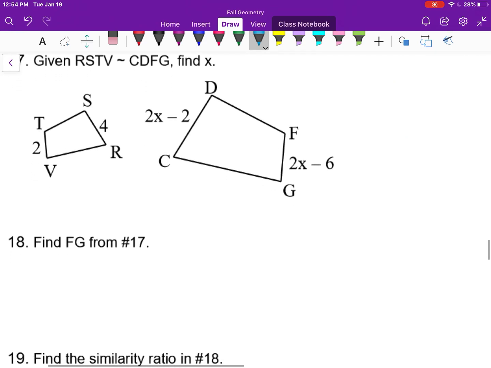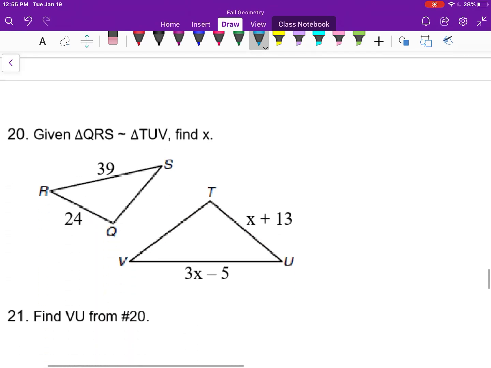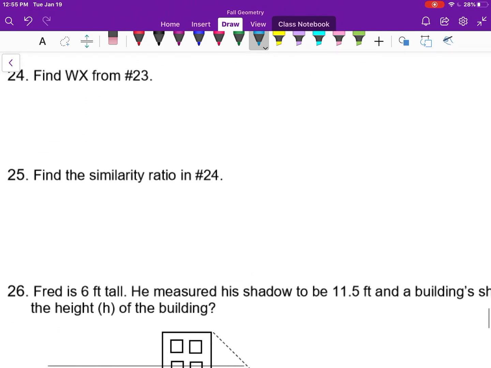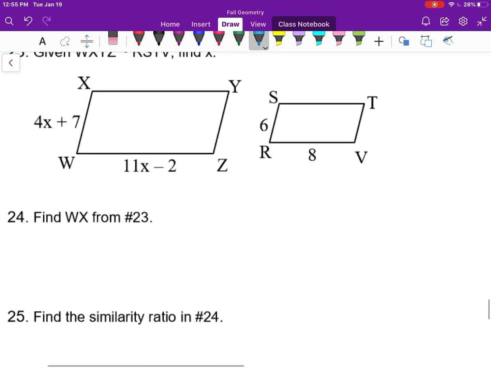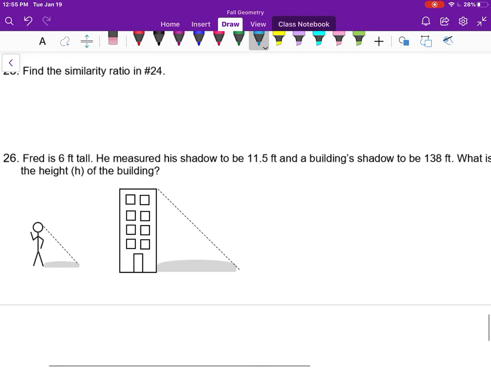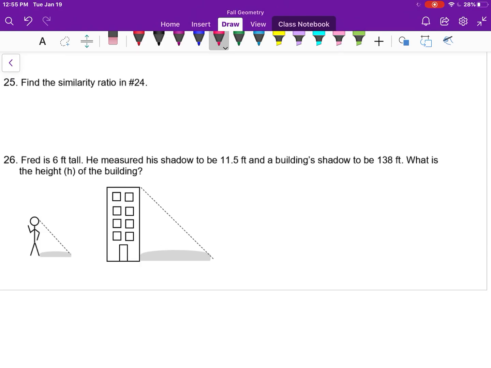So let's keep going down. A lot of these are a little bit similar. Okay. Now let's go back to this one. So 6 foot tall. Okay. So one thing here you have to understand. The last problem is that Fred is 6 feet tall. He measured his shadow to be 11.5 feet, and the building shadow is 138 feet. What is the height of the building?